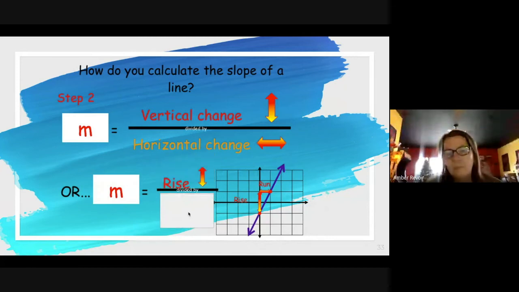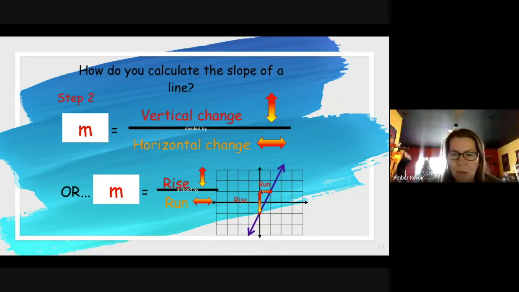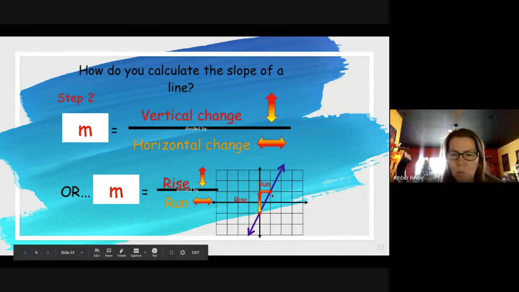Rise over run. So our slope, M, equals our rise over run, or the vertical change over the horizontal change. Same thing. And we just count them. On a graph, we just look and we count it. So from this point to this point, we would rise 1, 2, and we would run 1. So our slope for this line would be 2 over 1, or 2.